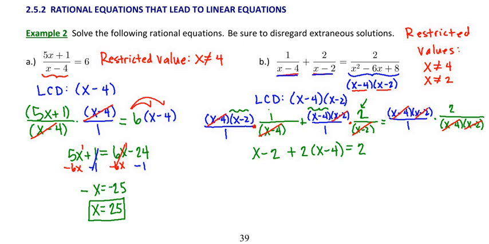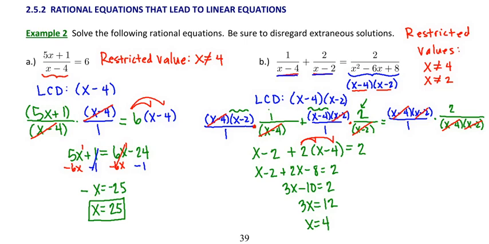So we know, again, to anticipate one solution, and we can solve this resulting equation by isolating x. As you know, we need to clear grouping symbols with the distributive property. So we'll start there. We have x minus 2 plus 2x minus 8 equals 2. Cleaning house on the left side here by combining like terms, we have 3x minus 10 equals 2. Let's add 10 to both sides to get 3x equals 12, and divide both sides by 3 to get x equals 4. So we did get one solution.